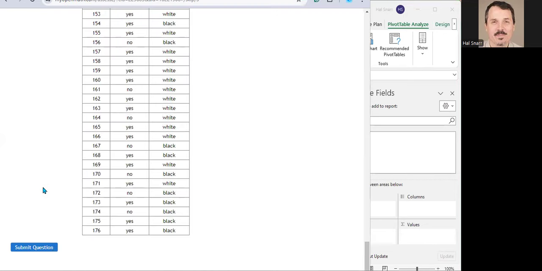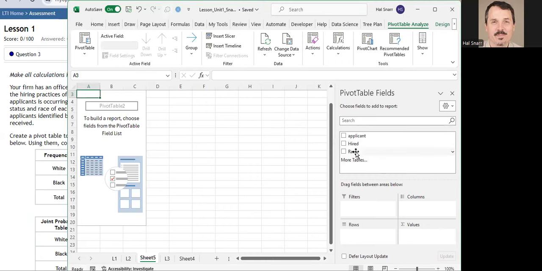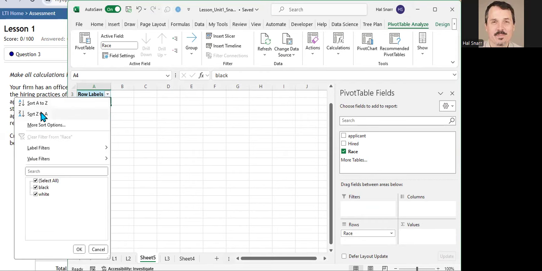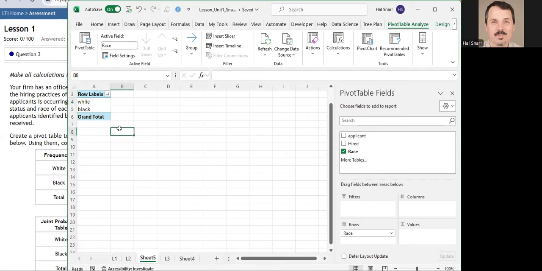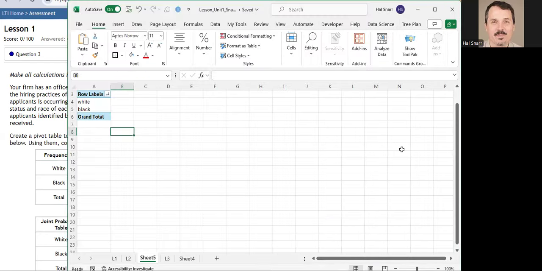And then I'm going to go back here. And I'm going to see that race is in the rows with white listed before Black. So I'm going to go back to my pivot table here. I'm going to pull race into my rows. Now I want white in row 4 and I want Black in row 5. So what I've got to do here is change the order. I'm going to sort Z to A.